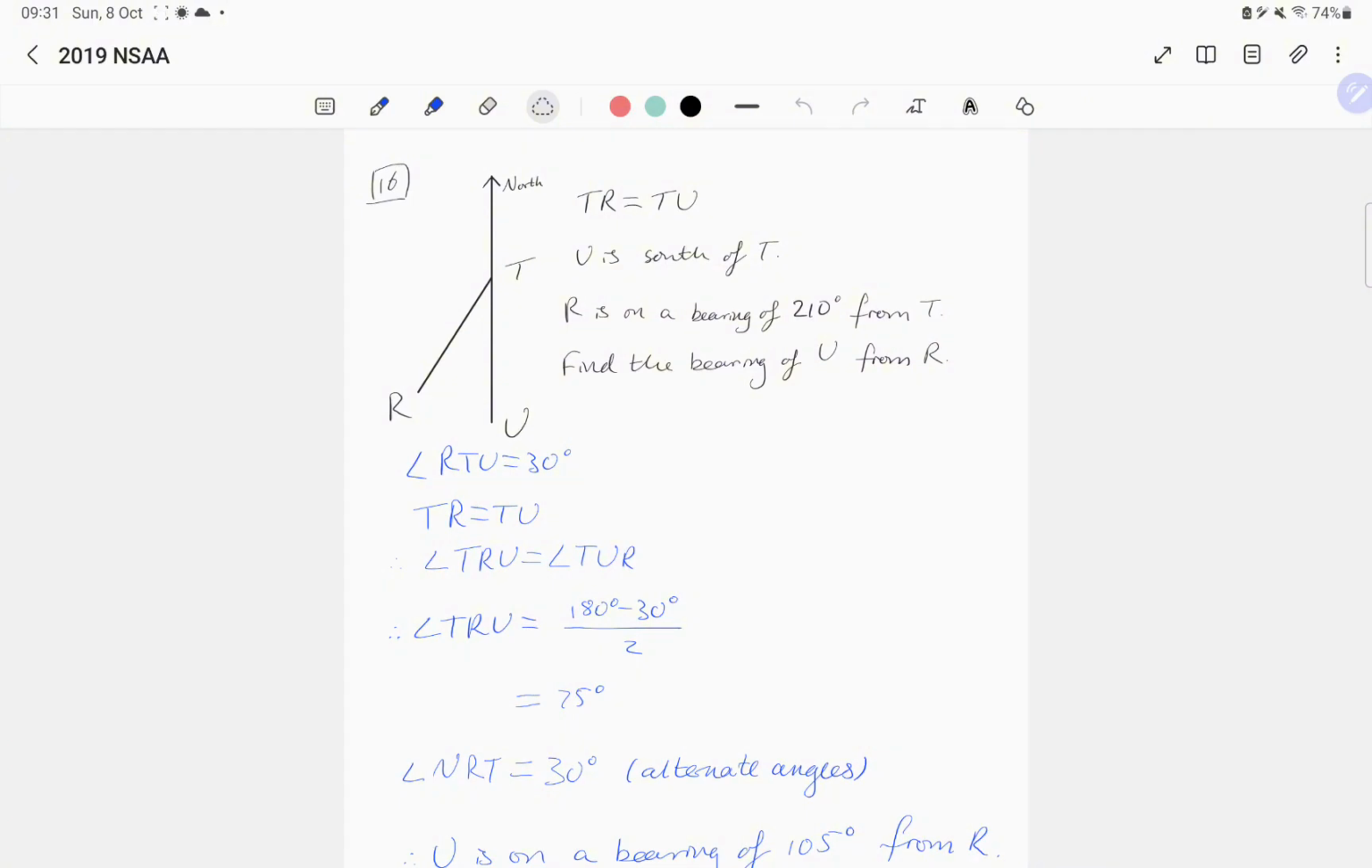Question 16. As in the following diagram, we have TR equals TU. U is directly south of T. R is on a bearing of 210 from T. Find the bearing of U from R.